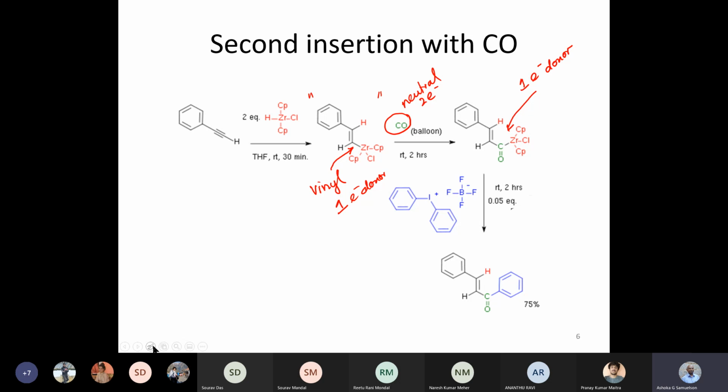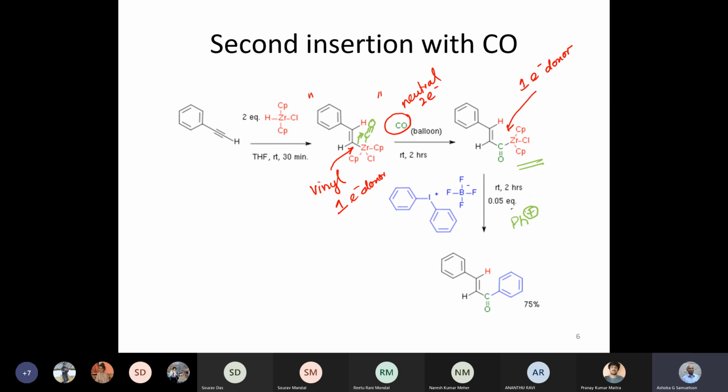So the intermediate would have been something like this, and it would have undergone a migration reaction of the vinyl group onto the CO. If this happens, then you would end up with this product. In the last step, what we are doing is adding a phenyl cation. The electrophile is now Ph plus.